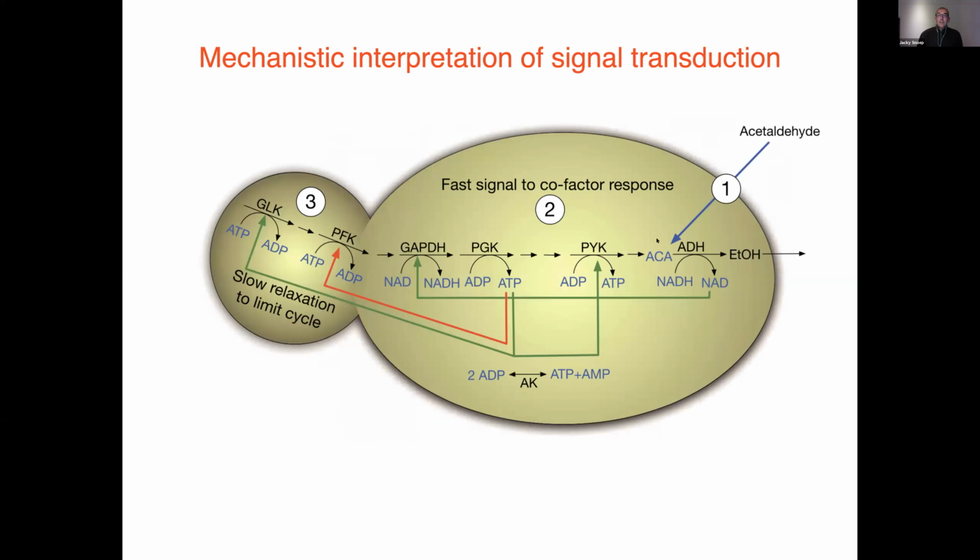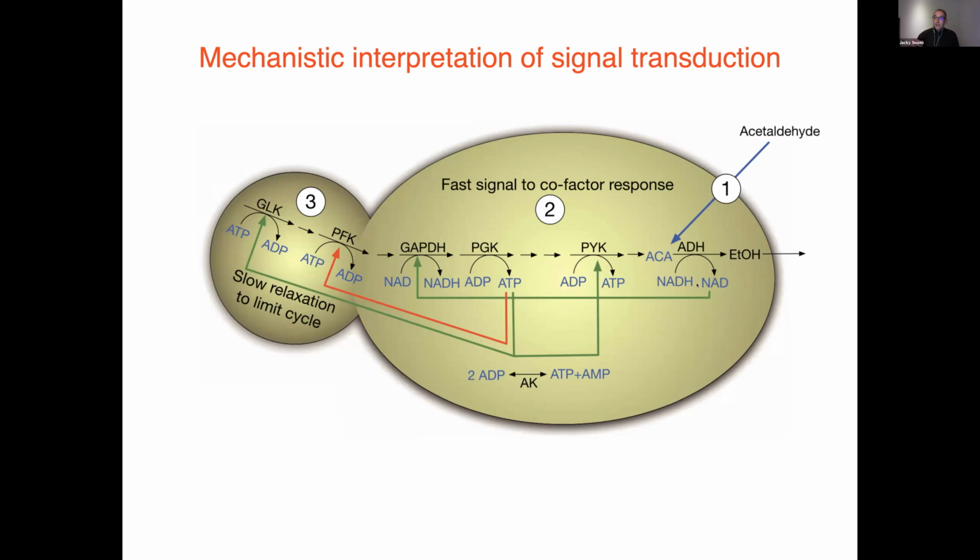So here is this glycolysis pathway. How does acetaldehyde work? Acetaldehyde diffuses rapidly through the membrane, and it affects the last reaction. So what you get is a very fast cofactor response. Acetaldehyde increases the activity of ADH, and ADH gets oxidized, leading to an increase of NAD, stimulating GAPDH, and that has an effect on ATP. And this is a very fast response.